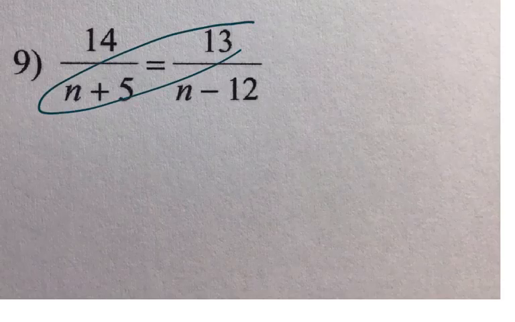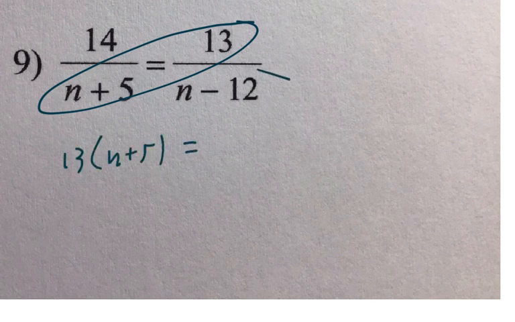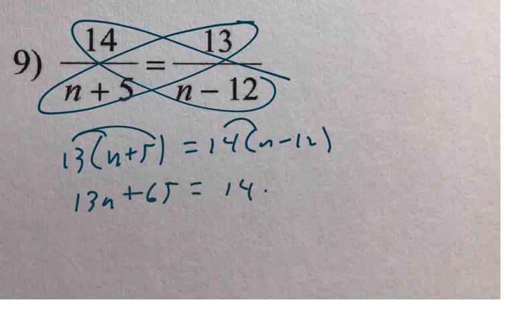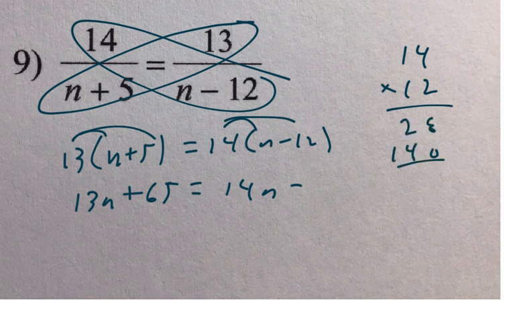Again, we're going to cross multiply. 13 times n plus 5 equals 14 times n minus 12. Got to distribute. 13n plus 65 equals 14n minus, ooh, that one's a tough one to do in the head. By the way, guys, if I'm making any mental math mistakes because I'm doing it in my head, please be aware to use your calculator. See here. So that's 28. So 168.